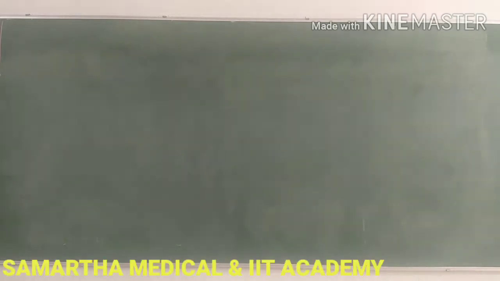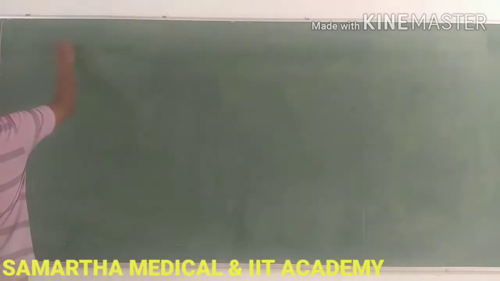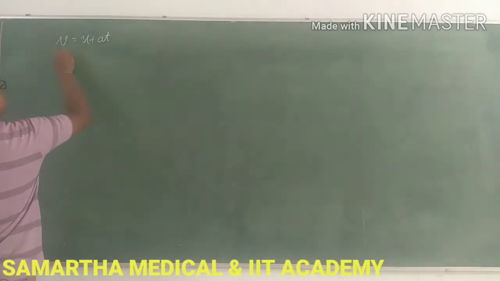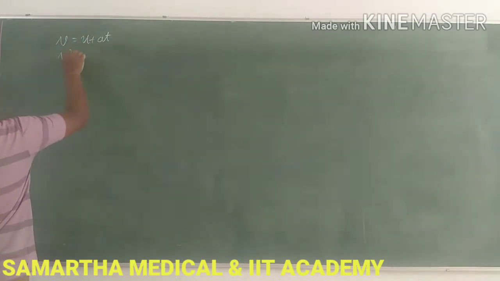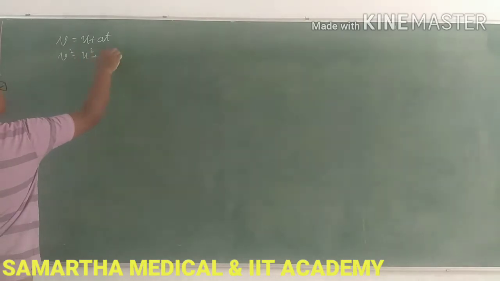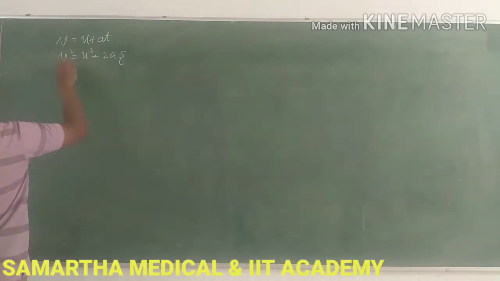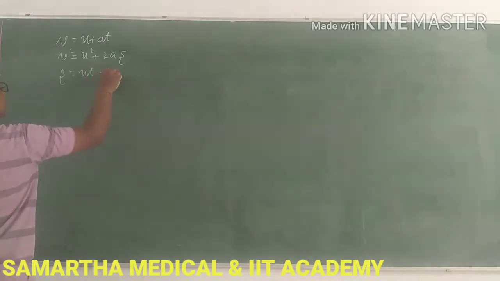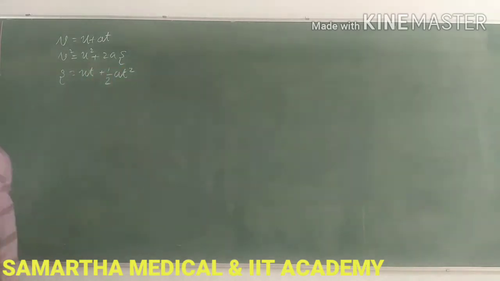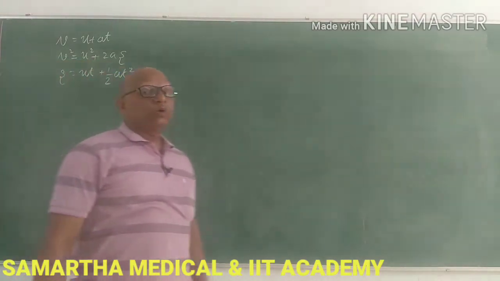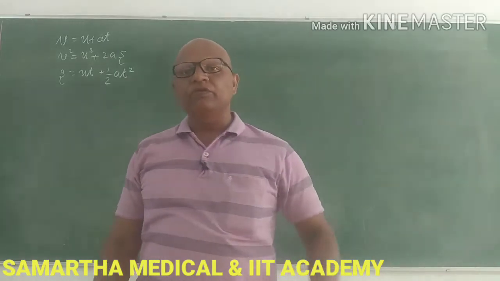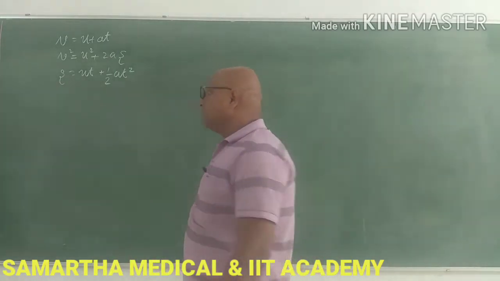So, till now we have discussed that there are three equations of motion: v is equal to u plus at, and v square is equal to u square plus 2as, and s is equal to ut plus half at square. And all these three equations can be used to calculate many unknown terms regarding the particle moving in a straight line with uniform acceleration. Okay.